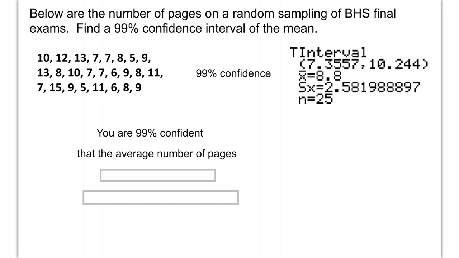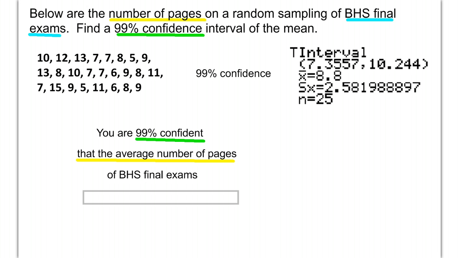And then we're going to define our population. I'll just color code this real quick. Average number of pages, because we're looking at number of pages in a random sampling. 99% confidence interval, which is why we're 99% confident in our result. We're looking at BHS final exams. So that population right here is what we're going to be looking for, what we're describing.